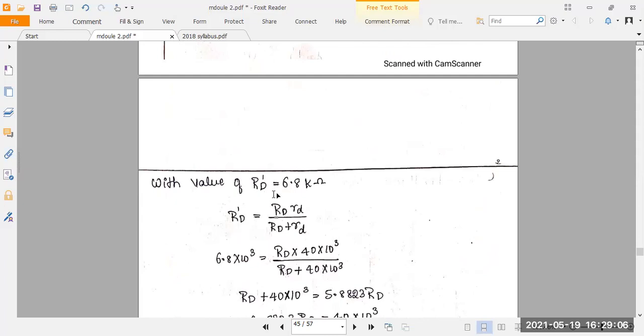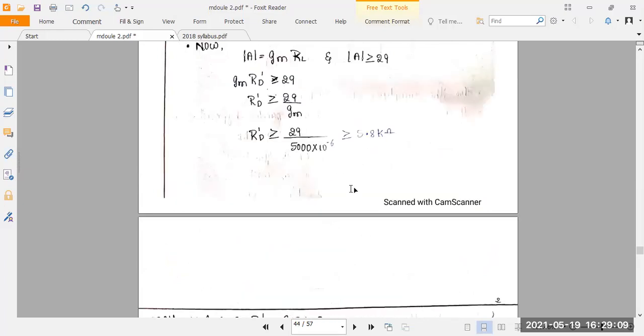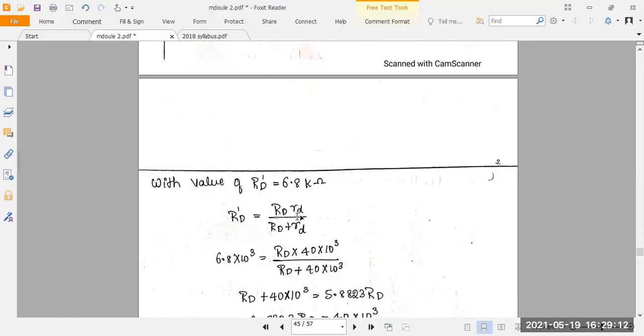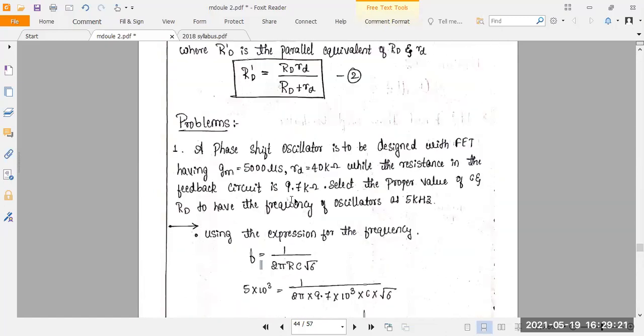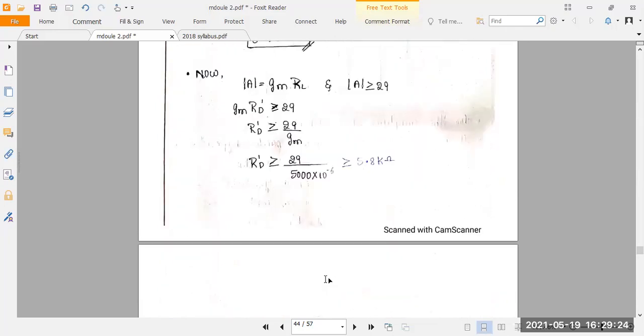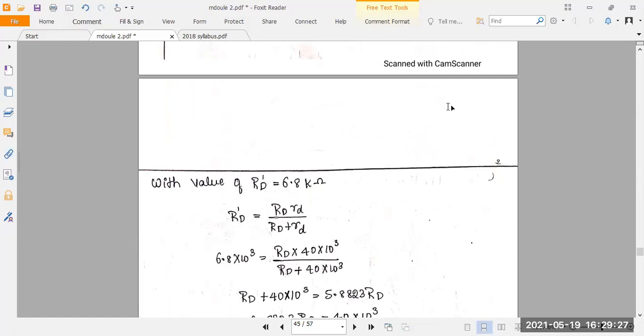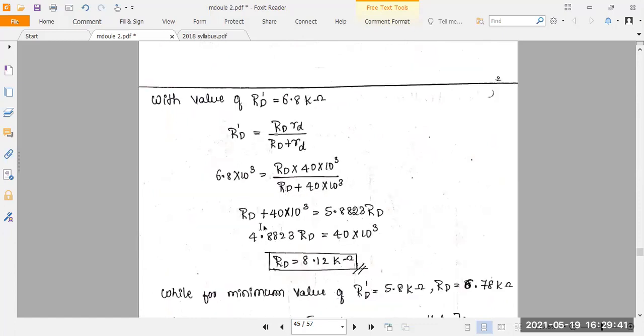Next, with the value of RD dash 6.8 kilo, we need to find out the RD. The given RD is 40 kilo. Substitute here. We know the RD dash and the small RD, but we need to find out the capital RD. So capital RD you take outside, the remaining terms you take to the left side here. Substitute RD dash and small RD, then we can find out the RD.